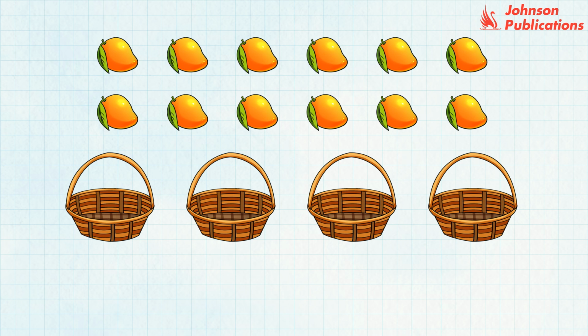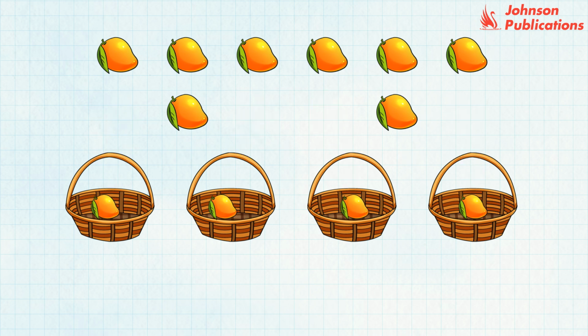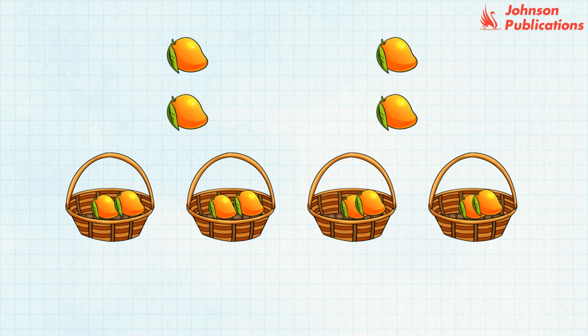He puts them one by one. He starts putting 1 mango in each basket. Now, he is left with 8 mangoes. He adds 1 more mango to each basket. Now, he is left with 4 mangoes.